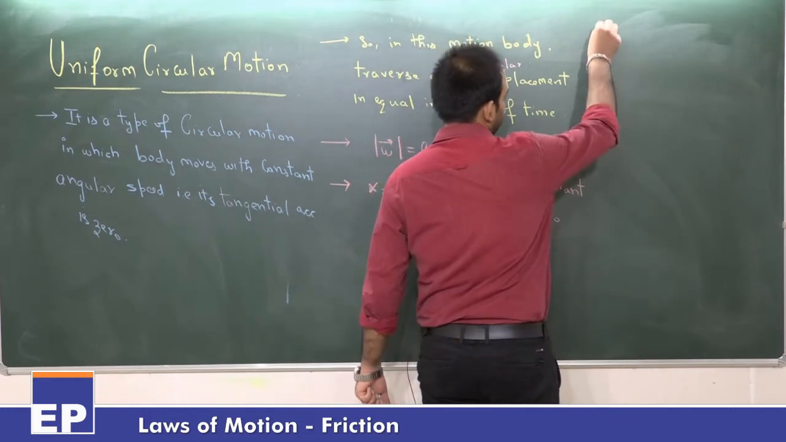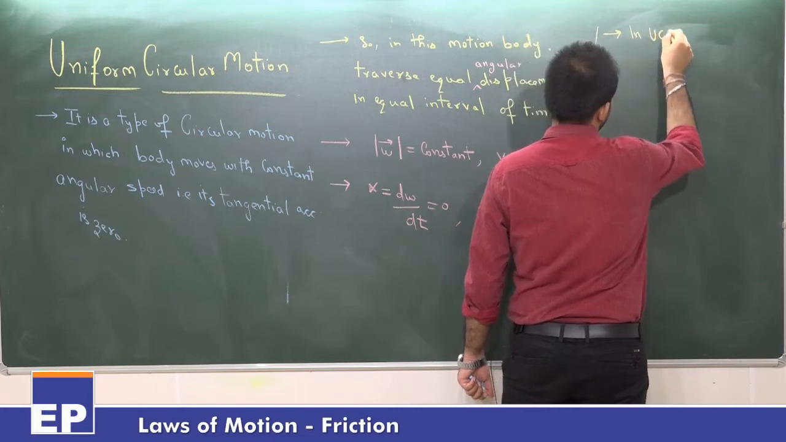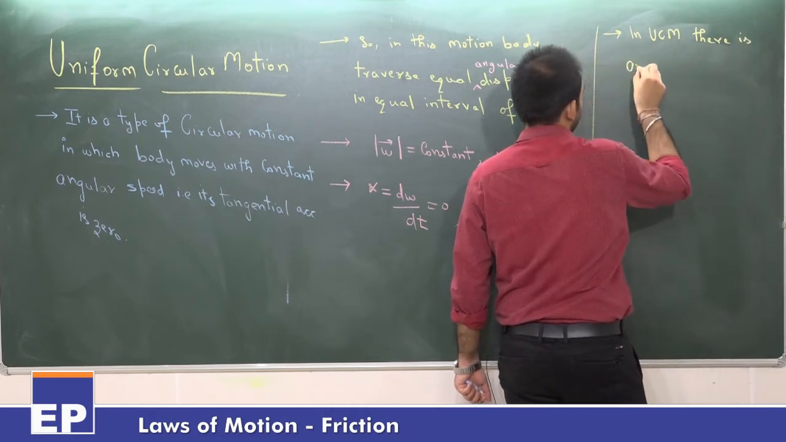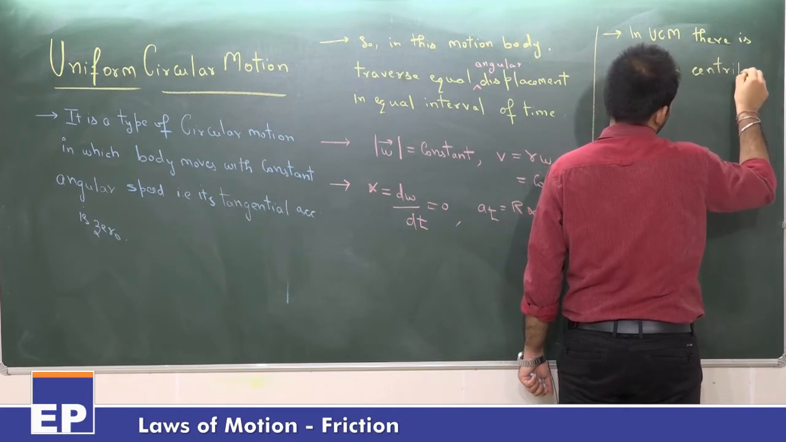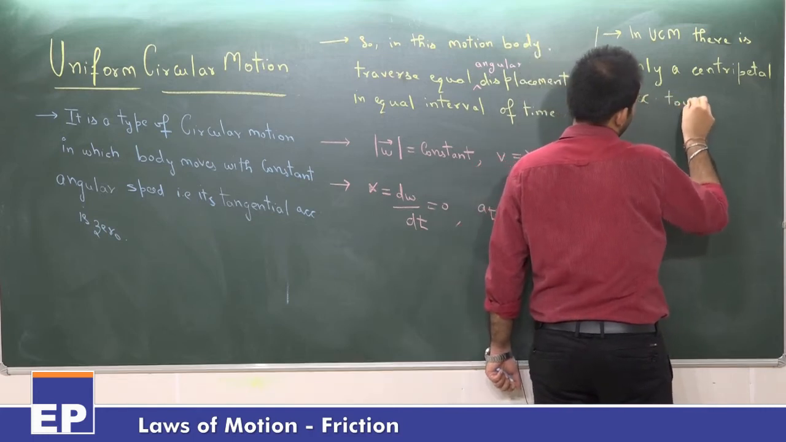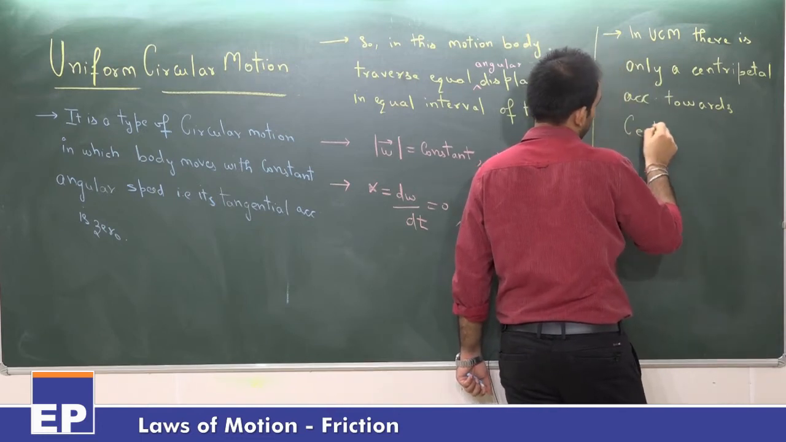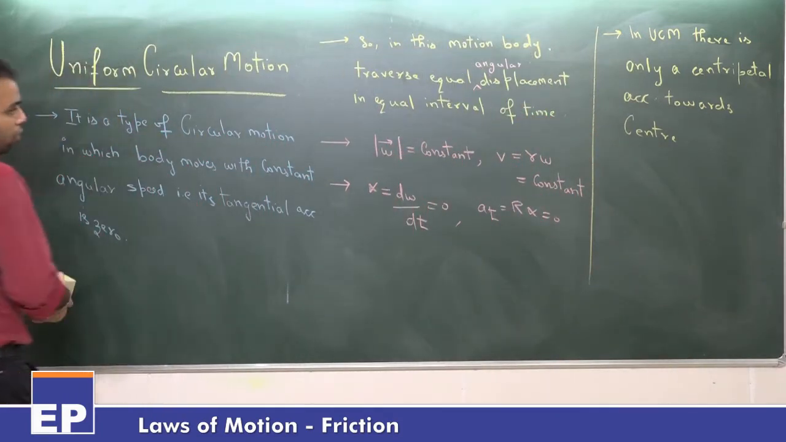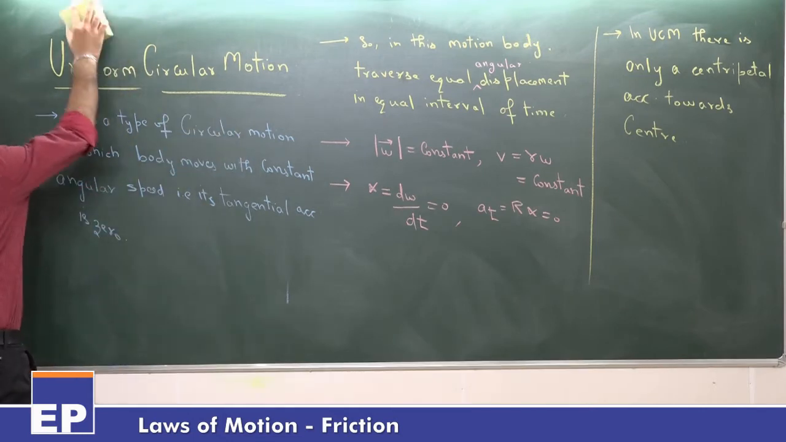So in uniform circular motion, there is only a centripetal acceleration towards the center. Is it clear? So this is the relation for it. Right? The next.